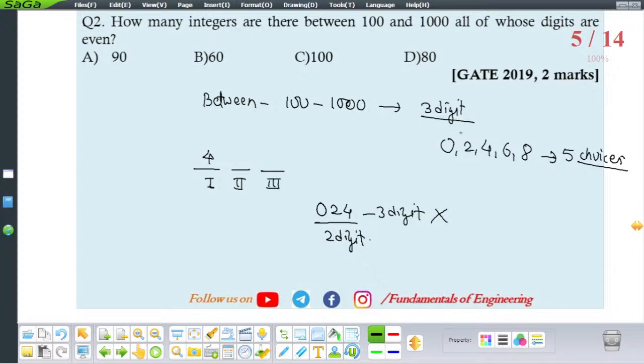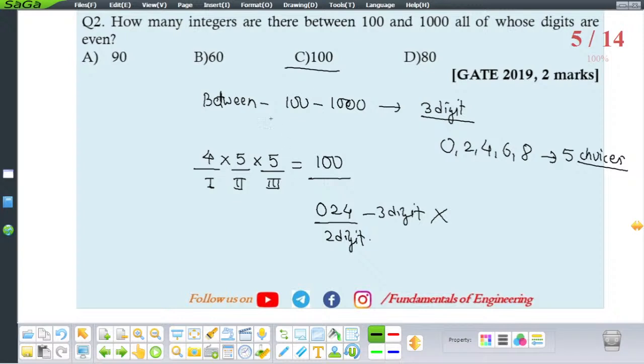Now the digits can be repeated, so we can use 0 at the second or third position. So all 5 choices we can use at second and third. So 4 into 5 into 5. So how many? 100. So that is option C. We get 100 integers from 100 to 1000 whose digits are even.